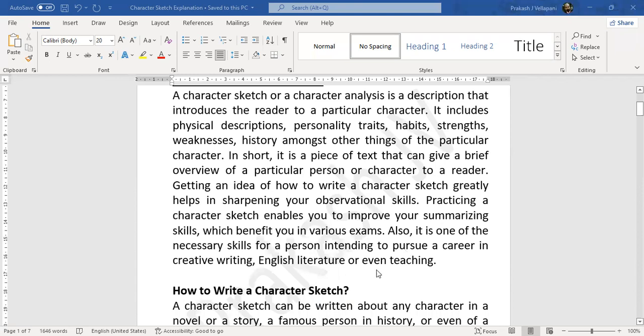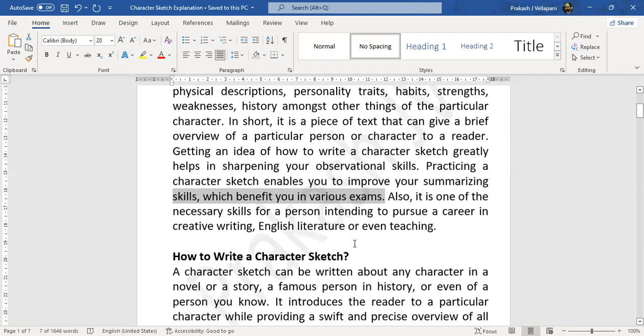Practicing a character sketch enables you to improve your summarizing skills, which benefits you in various exams. This is also beneficial for you when you're doing your summary writing.